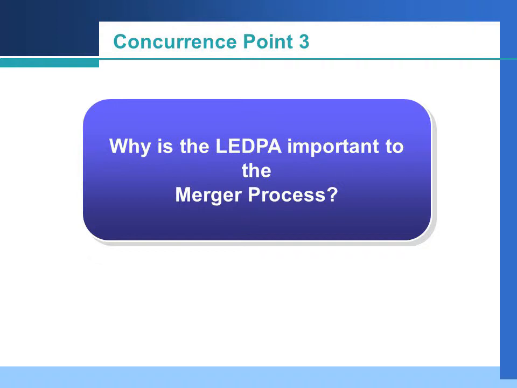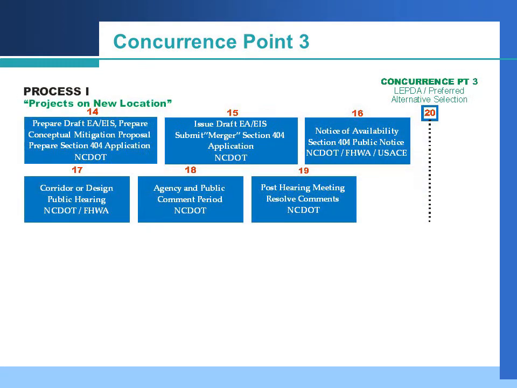The underlying purpose of Concurrence Point 3 is to make a decision. Concurrence Point 3 is a major milestone in both the NEPA and permitting process. It should be noted that selection of the LEDPA or preferred alternative must also be done within the regulatory framework of each agency. This slide depicts a snapshot of the specific steps associated with moving forward from Concurrence Point 2, 2A through Concurrence Point 3 for Process 1. Process 2 will be discussed later in this module.